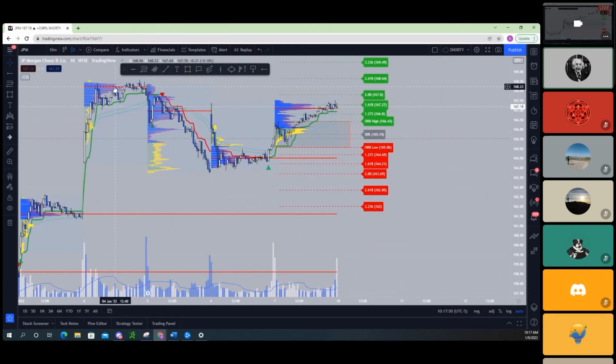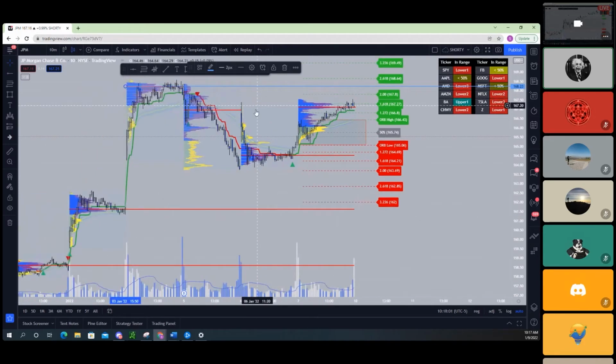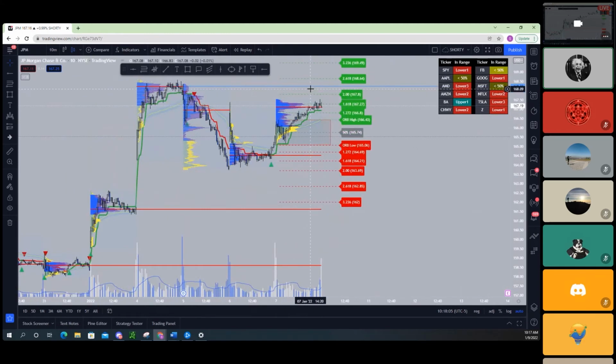So for instance, you have a POC here, but this is a VPOC, right? So this level becomes a really nice target for you to pay attention to, whether it's going to break it or short it. Most likely there's going to be a shorting opportunity coming on JPM, maybe Monday. I'll post the link to that video from yesterday.